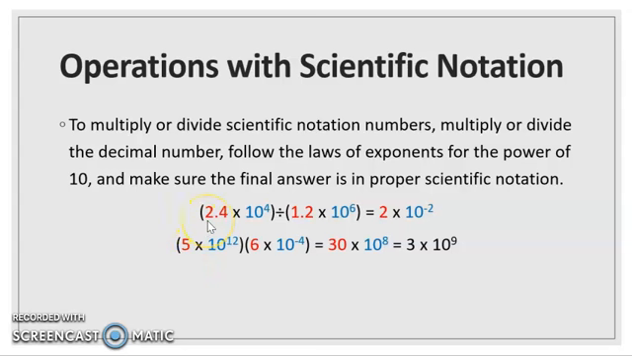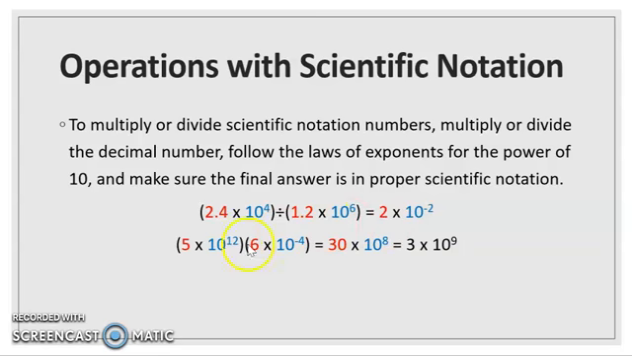My first example is a division question. 2.4 times 10 to the fourth divided by 1.2 times 10 to the sixth. So what I did is I did 2.4 divided by 1.2. I ignored the powers of 10. I just did the division with those numbers and I got 2. And then the laws of exponents say that if I have 10 to the fourth divided by 10 to the sixth, you subtract the exponents. And 4 minus 6 is negative 2. So my final answer is 2 times 10 to the negative 2. This is in proper scientific notation, so I don't need to do anything else.